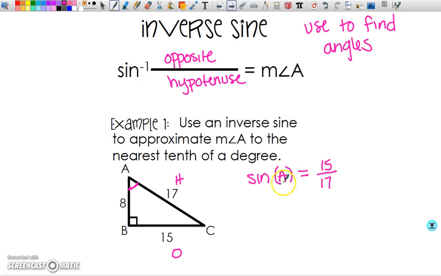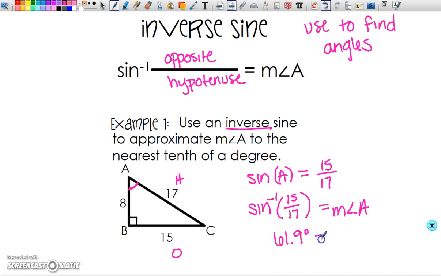However, we're looking for this angle right here. So what I'm going to do is take this 15 over 17 and put it in here. And as soon as I do that, I'm tagging this on here to make it the inverse and set that equal to A. Or I should even write just the measure of angle A. And so then once you divide that out, what you end up getting is that your measure of angle A is about 61.9 degrees. That's your measure of angle A. And I will show you exactly how to do that in the calculator as well.